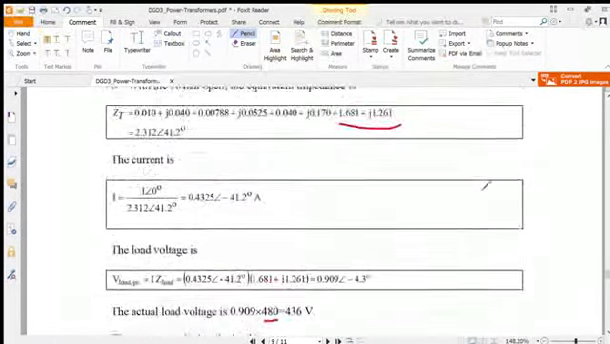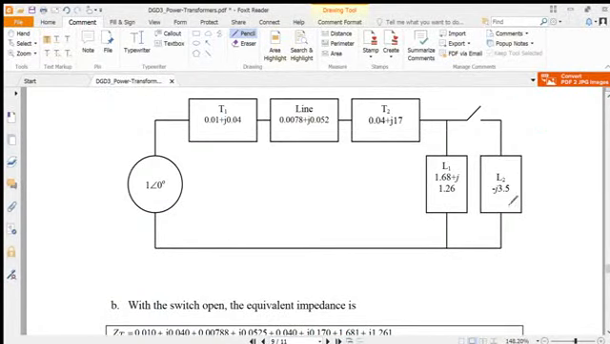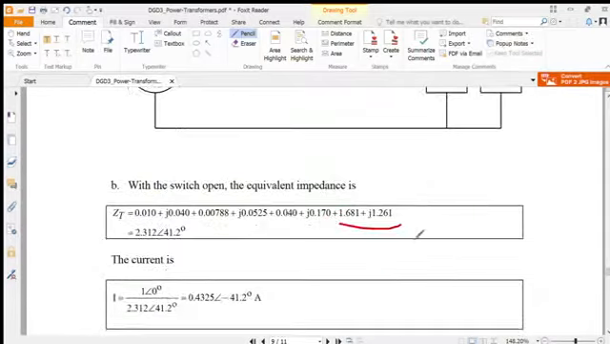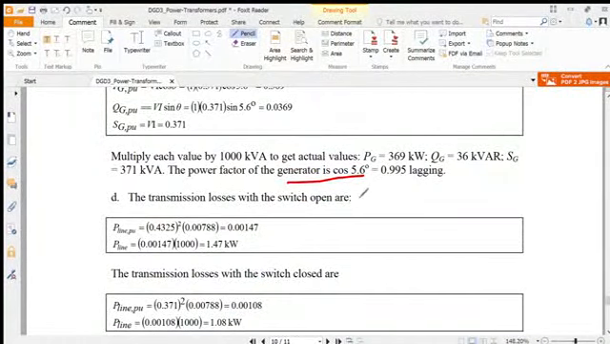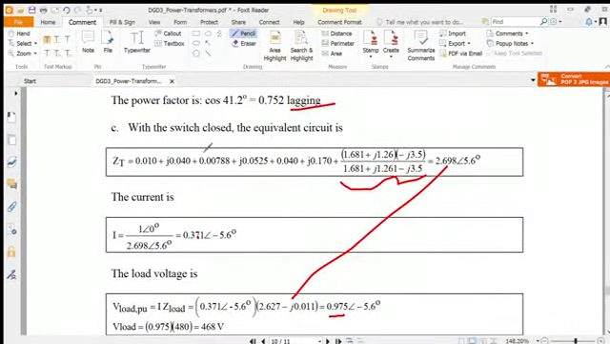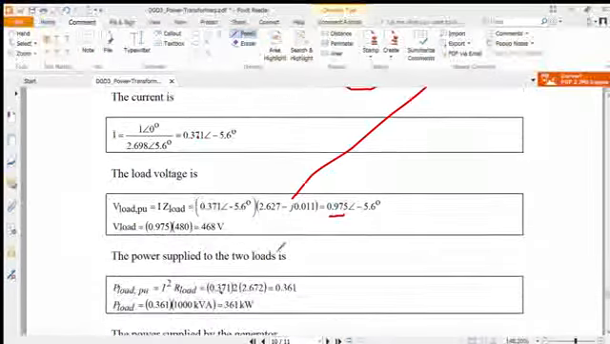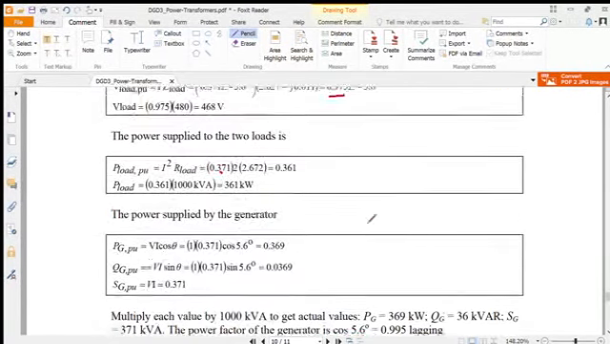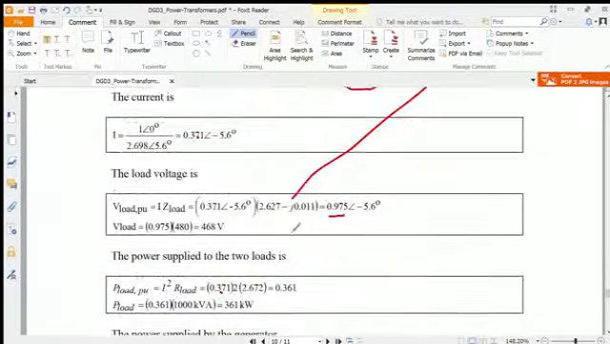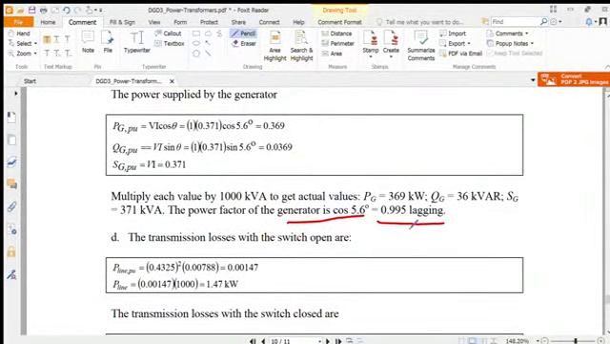When the switch is open, the capacitive load is not connected to the load. What is the power factor? The power factor is 0.752. And when the switch is closed, I mean the capacitive load is connected, we found that the power factor is improved. So what is the improvement? It's 0.752 to 0.995. What we can see is that whenever we add the capacitive load in parallel to the inductive load, the power factor is improved, and it is clearly evident from this example.